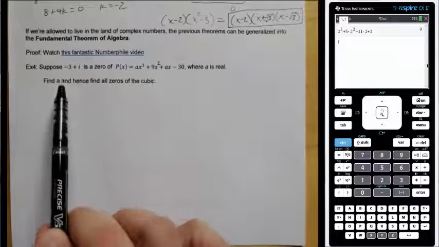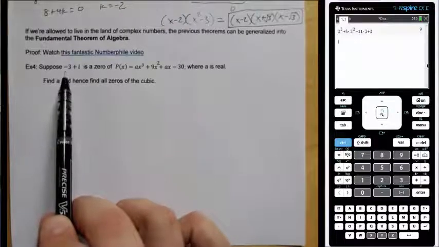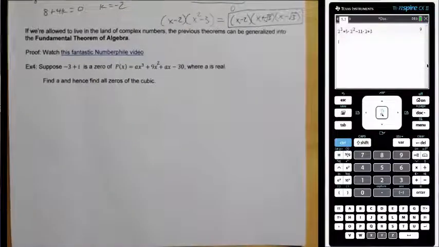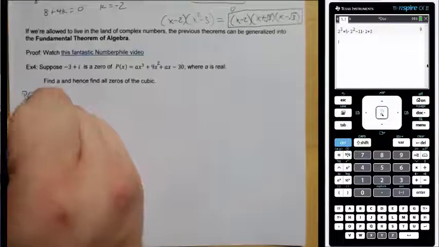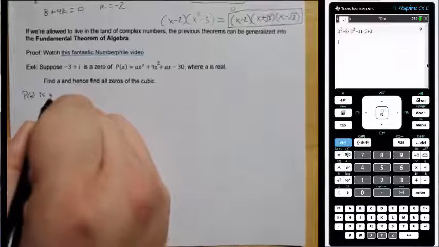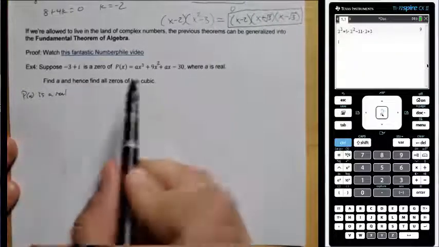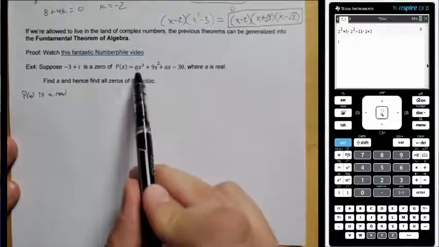And I know that this complex number, negative 3 plus i, is one of the roots of this polynomial. Knowing this, we can find all the roots. We can find a and then each root of this polynomial. So this is my thought process. I think that since p of x is a real polynomial, meaning that the coefficients are real numbers.